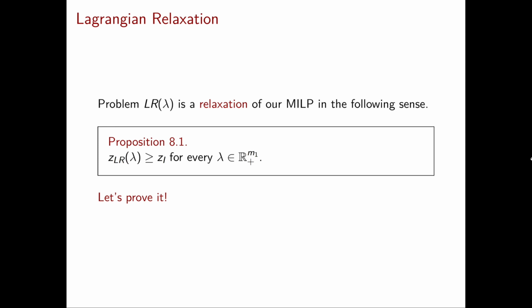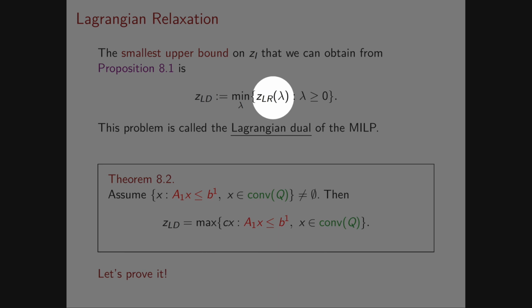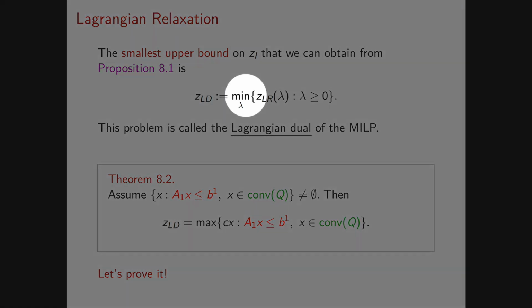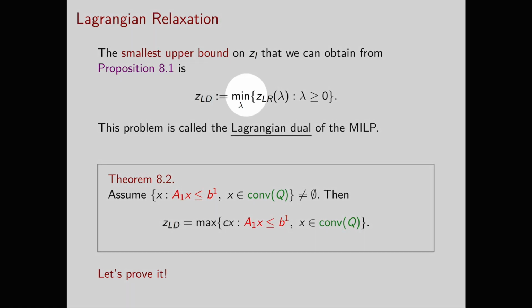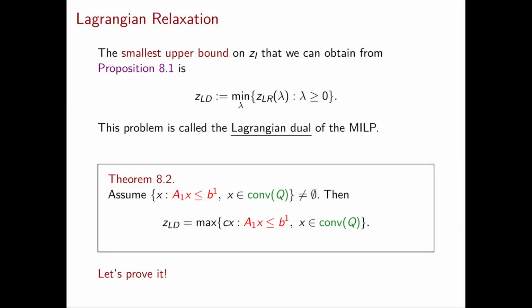So it's only natural to ask what is the best upper bound that we can get, meaning, of course, the smallest upper bound that we can obtain. And this leads us to the definition of Lagrangian dual, which is defined as the minimum Lagrangian bound for any lambda greater than or equal to 0. While the optimization problem is called the Lagrangian dual, the corresponding optimum objective value is denoted by ZLD.